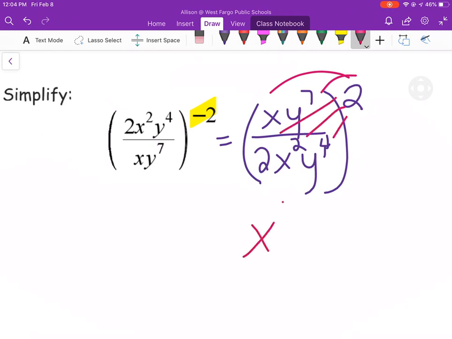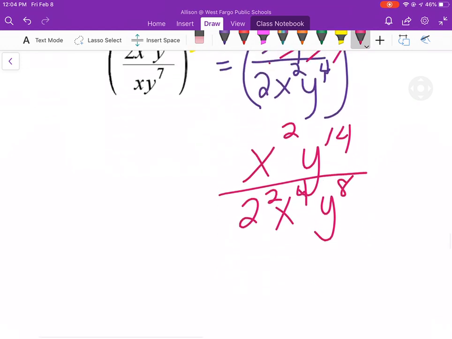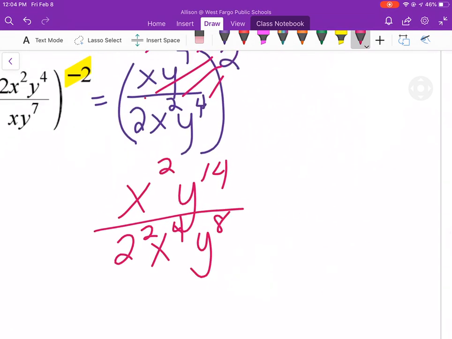So you're gonna have x squared, y, remember that you multiply when you have power to a power, so y to the 14th. This is 2 to the first, so that'll be 2 squared, x to the fourth, and then y to the eighth. And then you can simplify from there. So we got 2 squared down here, that's going to just equal 4.